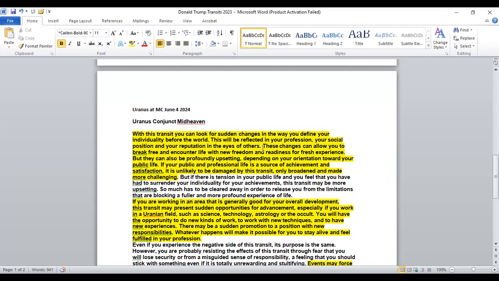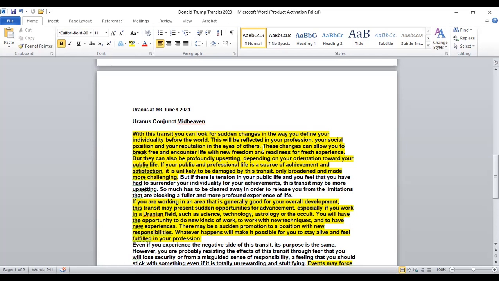Like, I don't trust polls totally, but when they're in his favor, when everybody hates him, it's probably showing the truth. So these changes can allow you to break free and encounter life with new freedom and readiness for fresh experiences. Now, he also is getting up to speed on a lot of stuff that he didn't know. He didn't know how corrupt or how deep the swamp was. And all the people around him were a lot of snakes. And he's gotten that, of course, after what's happened to him. So with that point of view, you can see that this would fit.